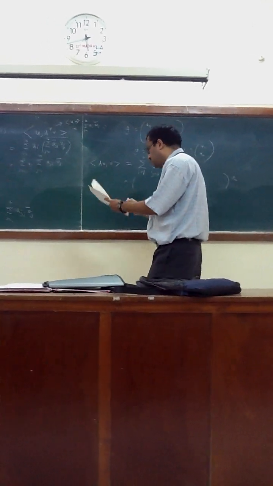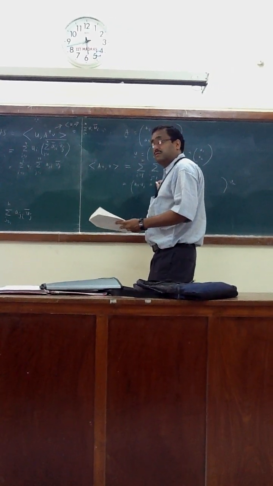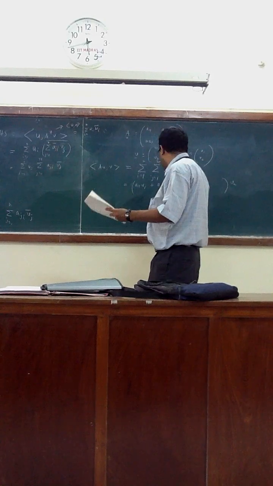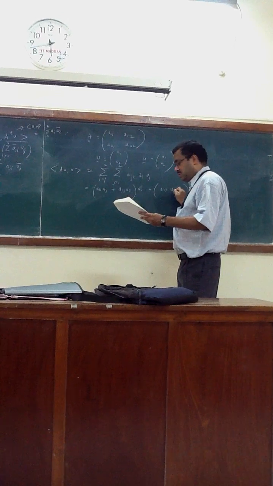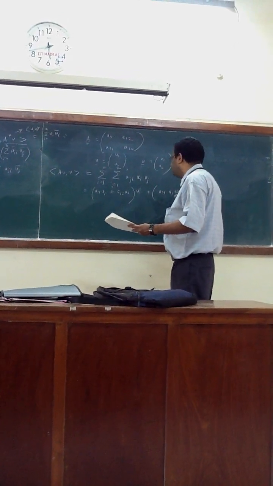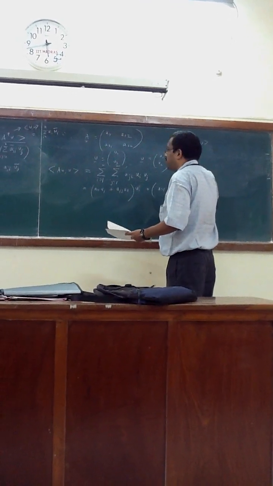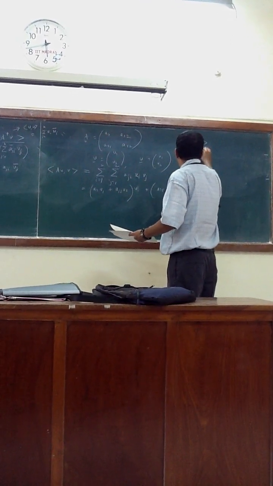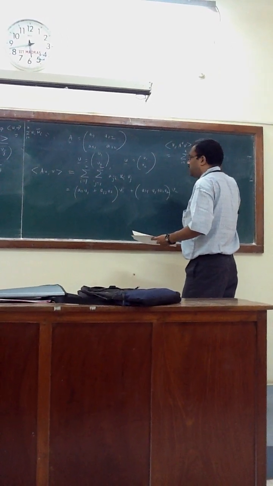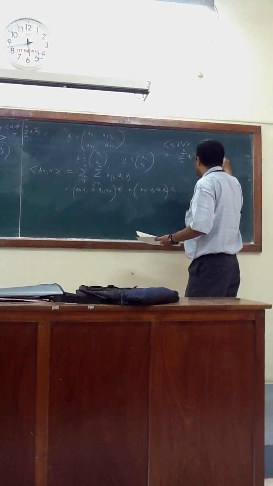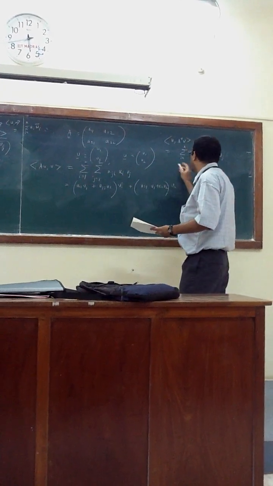A11 U1 plus A12 U2. Next is A21 U1 plus A22 U2. Now right hand side. What's my formula? Summation i equals 1 to n Ui, summation j equals 1 to n Aij Vj bar. So I will neglect the Vj bar because of real field.